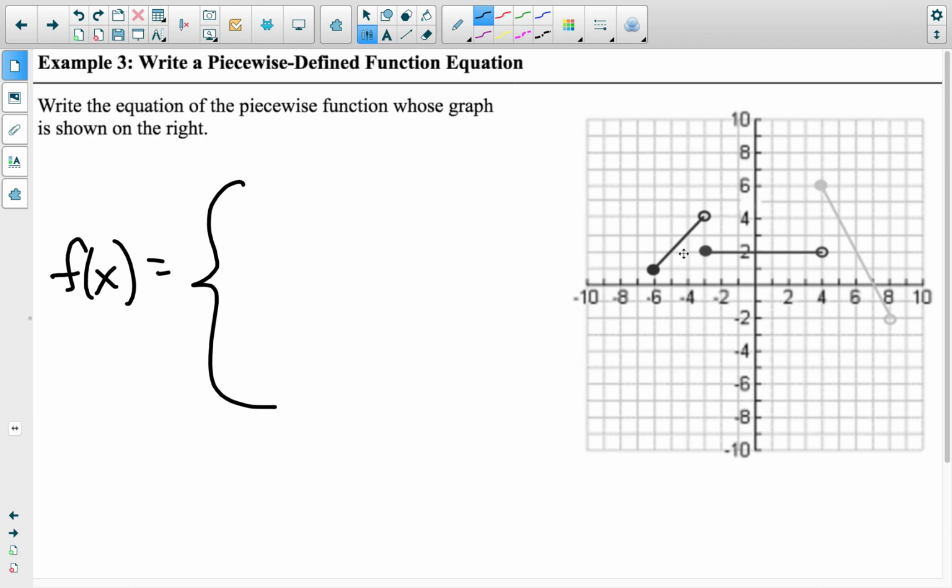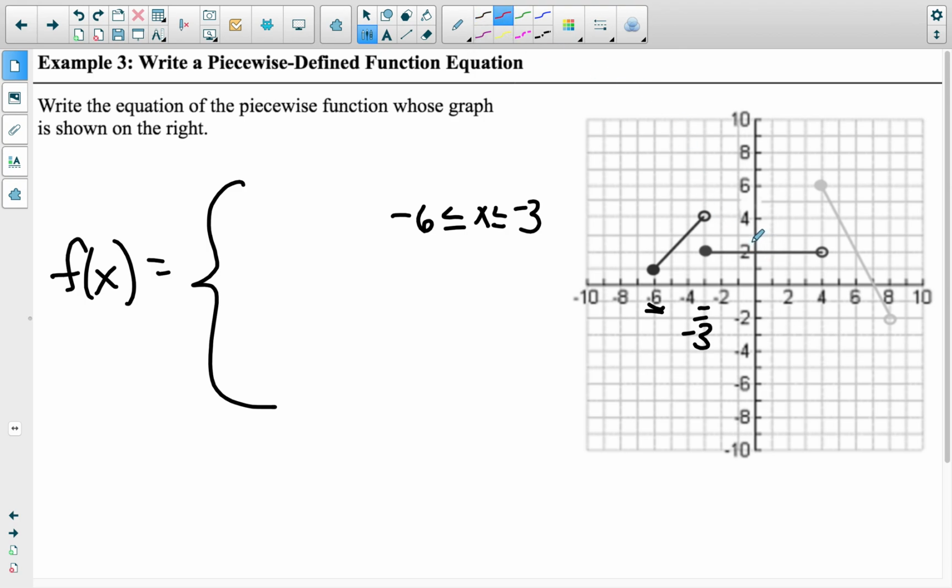Okay, so starting from the left side to the right side, I'm going to look at my values of x. So I see right here where x equals -6, that's where my first segment starts, and then it stops where x equals -3. Okay, so it's that open circle is at the point x equals -3. So my inequality is going to look like this. -6 is less than or equal to x, which is less than or equal to -3.